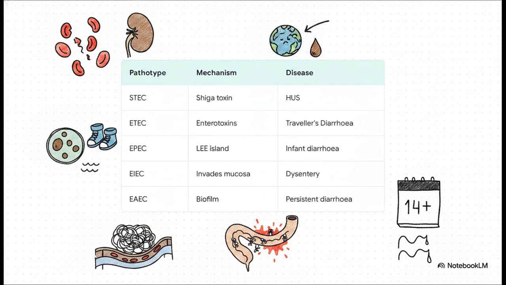Now, let's actually hook those mechanisms up to exactly what you'll see in the clinical vignette. For STEC, also known as EHEC, that Shiga toxin is driving hemorrhagic colitis and HUS. With ETEC, you've got heat-labile and heat-stable enterotoxins causing that classic watery traveler's diarrhea, which you'll mostly see in patients returning from developing countries. Then there's EPEC. It uses what's called a LEE pathogenicity island to create these attaching and effacing lesions, which leads to non-bloody infant diarrhea. EIEC is a bit wilder. It actually invades the colonic mucosa, behaving a whole lot like Shigella, giving you this inflammatory, bloody dysentery. And rounding it out, EAEC creates a thick biofilm on the intestinal mucosa, and that leads to this frustrating, persistent diarrhea that just drags on for more than 14 days.